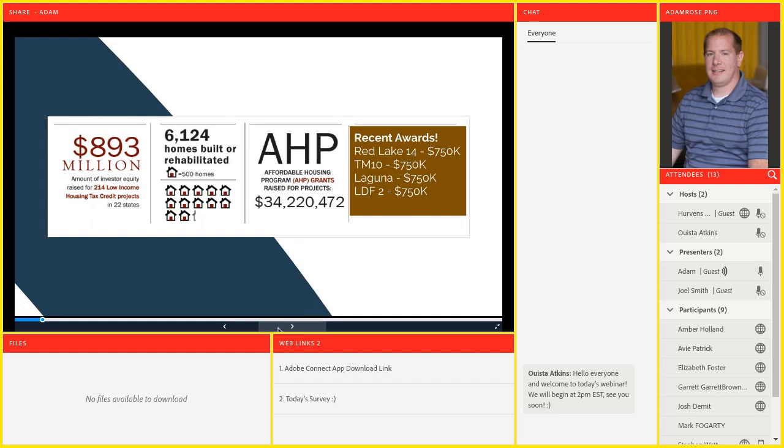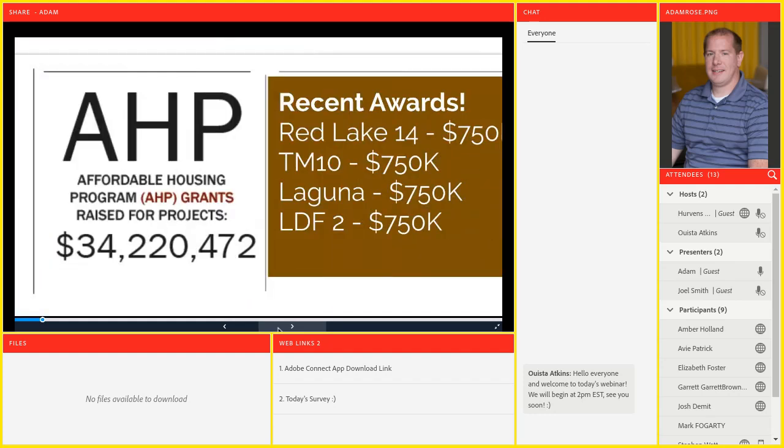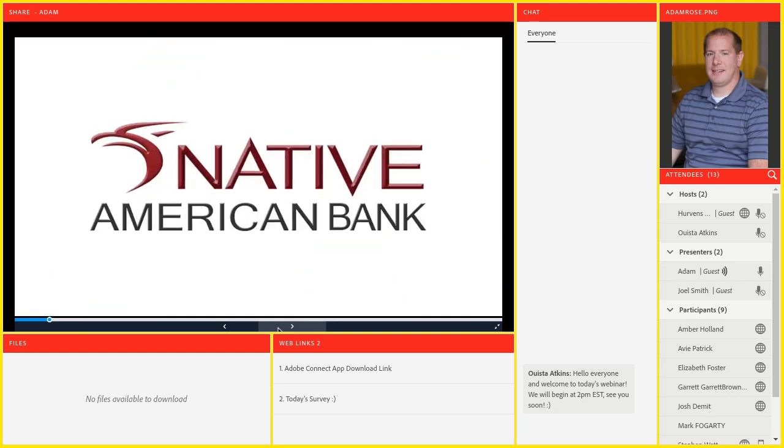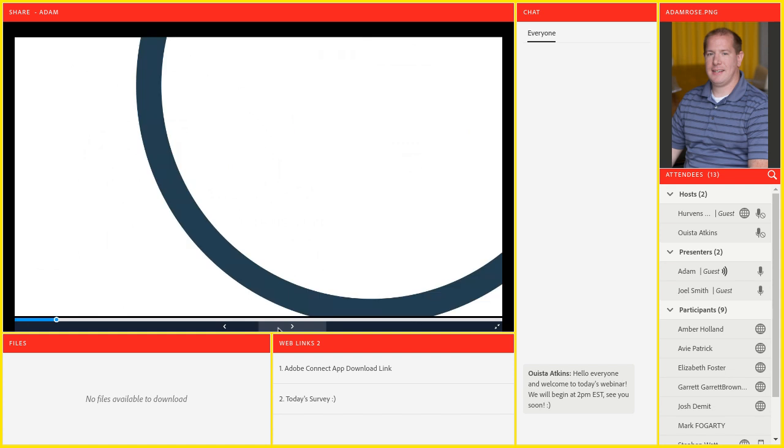So again, it fits alongside and as part of one of these tools in the toolbox that tribes should have on their radar and be able to use and deploy at the appropriate time. With that, I'm going to turn it over directly to Joel and let him introduce Native American Bank. Again, I can't overstate the good work that they continue to do throughout the country, working with tribes, tribal housing authorities, and tribal entities.